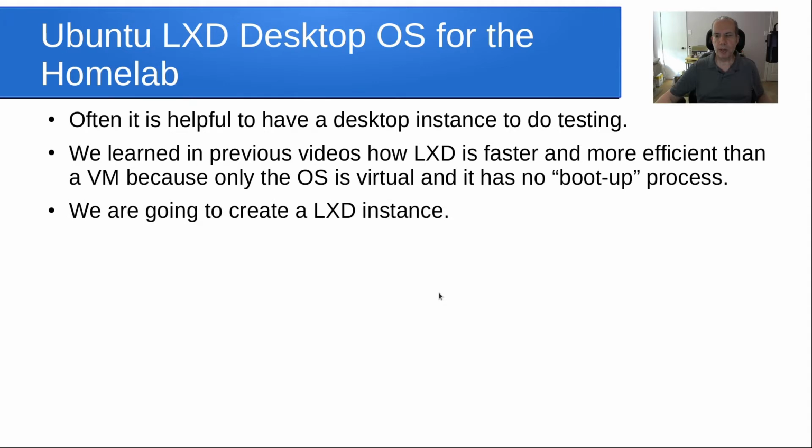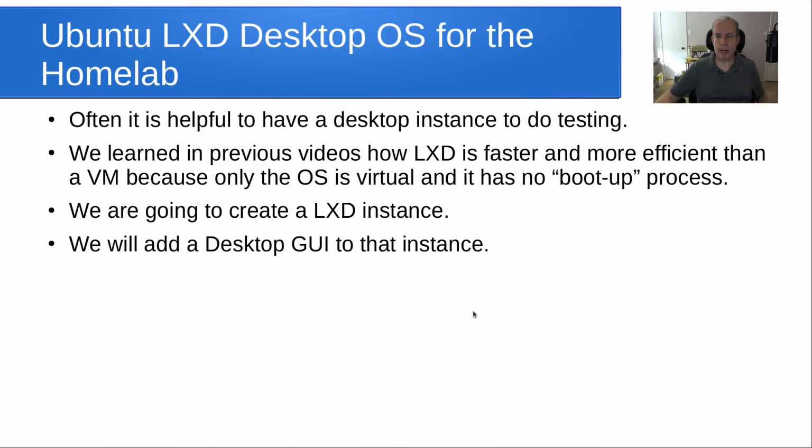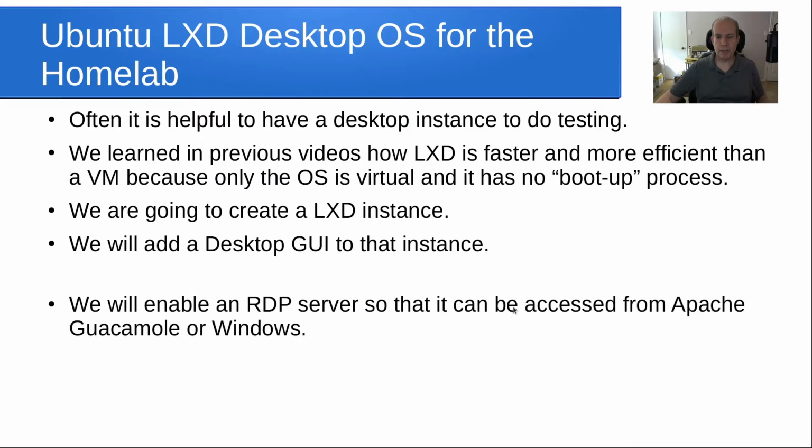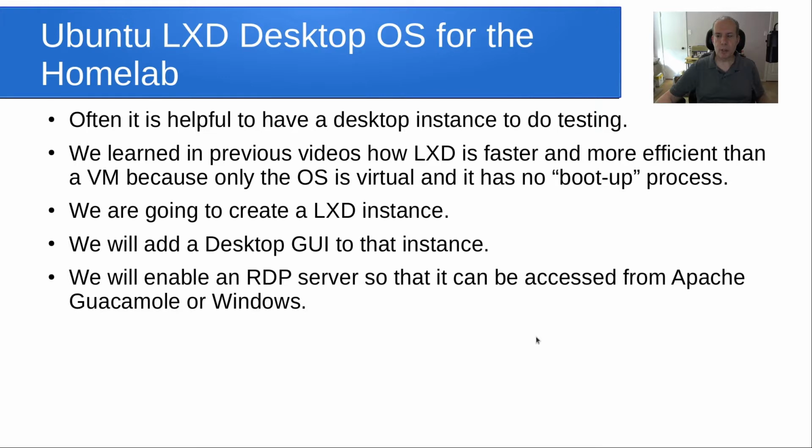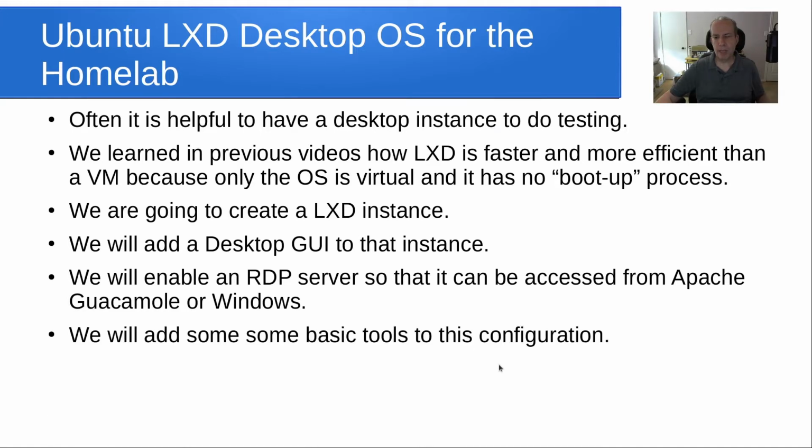So we're going to learn how to create a LXD instance. Once again, we've done that in past videos. And we're going to add a desktop GUI to that instance. And we're going to enable an RDP server so that it can be accessed from Apache Guacamole, Windows, or some other RDP client. And then we're going to add some basic tools to this configuration.